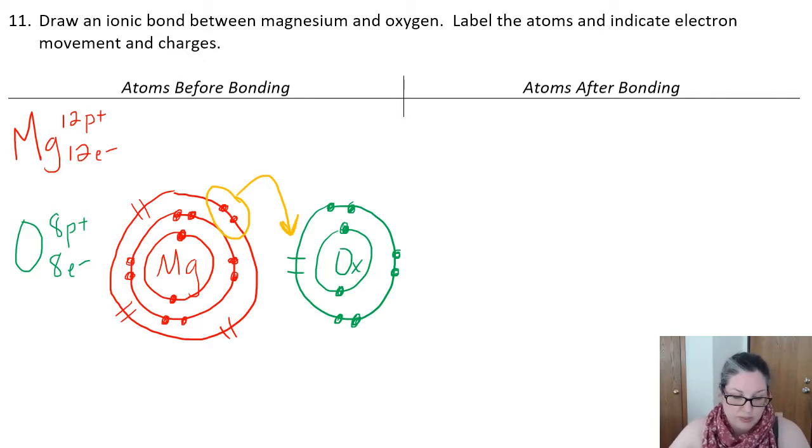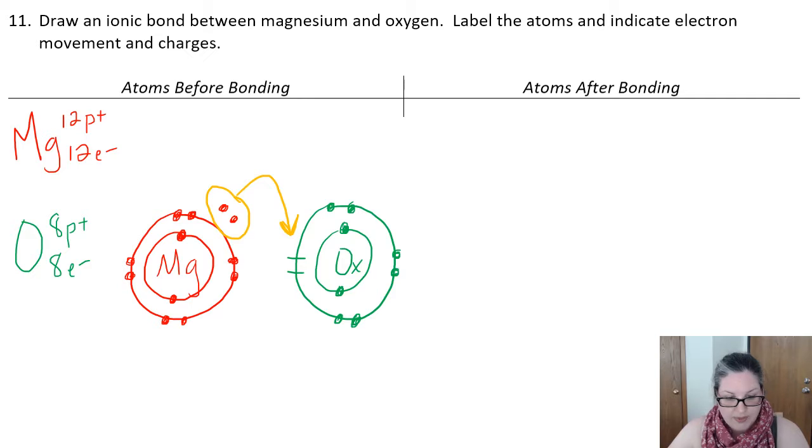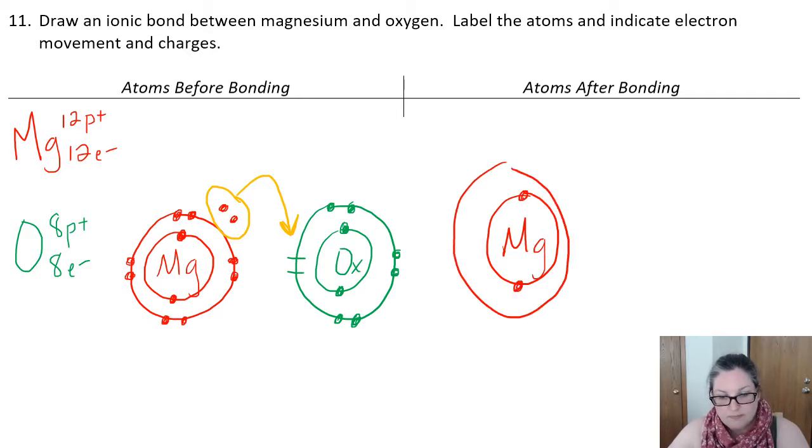And by doing so, the outer shell for the magnesium is going to go away, and oxygen will have a full outer shell. So let's draw what that looks like. Try that one again. Not a very good circle. Better.